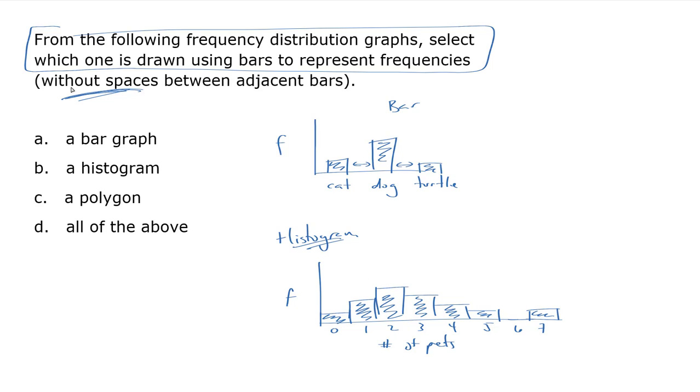So if you have no spaces, if you are looking without spaces between adjacent bars, that's going to be a histogram. It's not going to be a bar chart. Bar charts have to have those spaces. What about a polygon? Polygons don't have bars whatsoever.